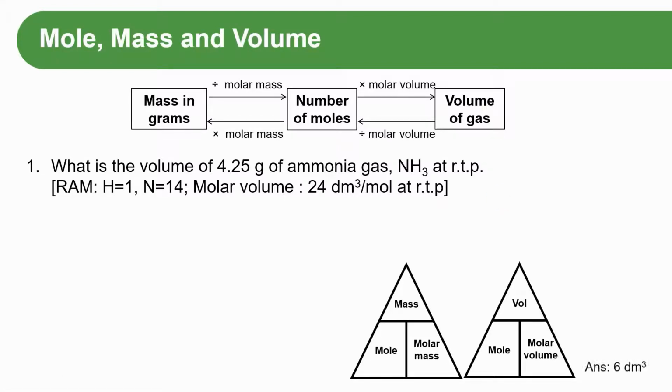Alright, the answer is 6 dm cubed. The first step, we divide by molar mass, which is 17, to get 0.25 mole. And then from mole, we multiply by molar volume, which is 24, we get 6 dm cubed. So that's for the first example.